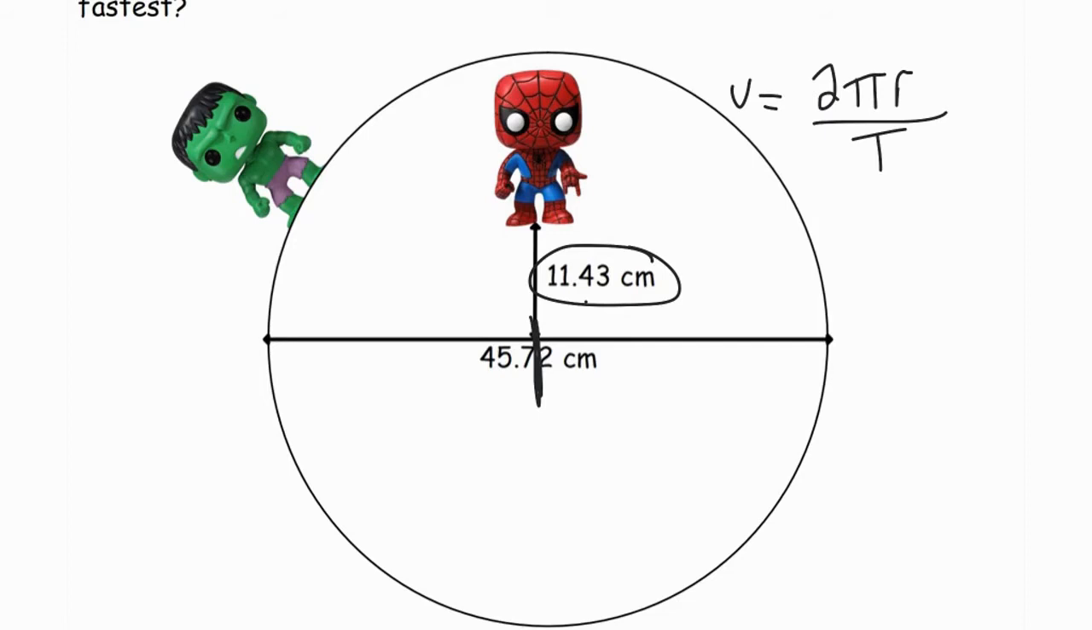As the radius goes up, so as Hulk gets further away, as the radius goes up, the speed needs to go up. So Hulk is going to have a greater tangential velocity than Spider-Man. And if you were to spin this, you would see that Hulk would go flying off. Spider-Man would stay on a little bit longer.